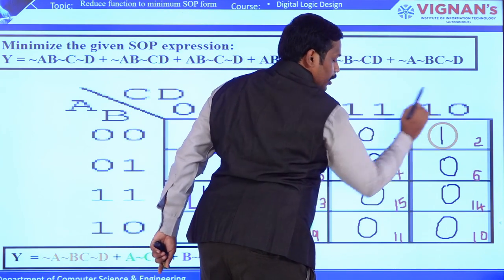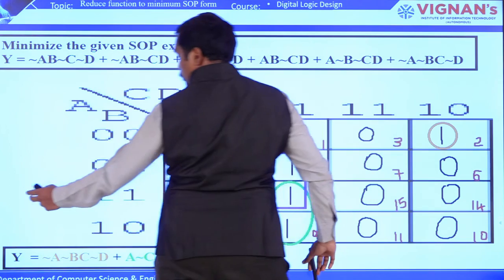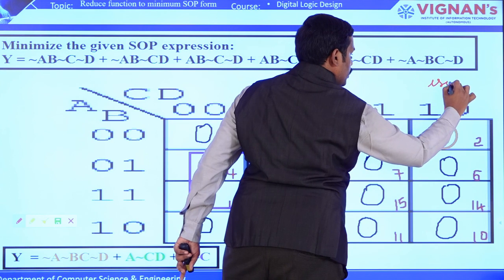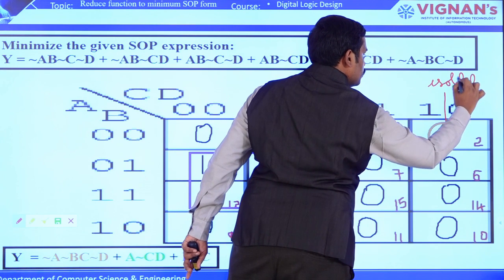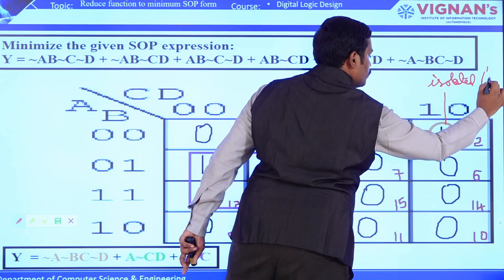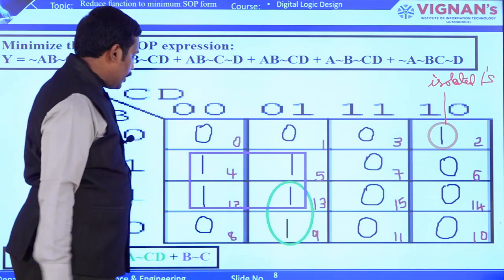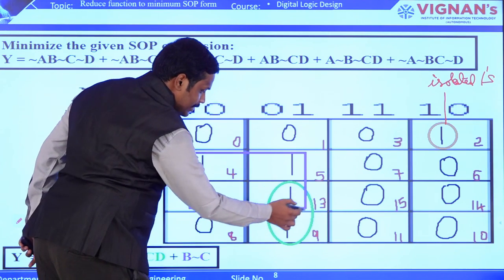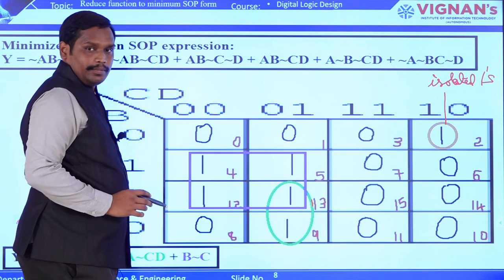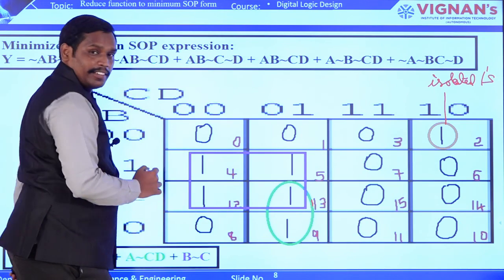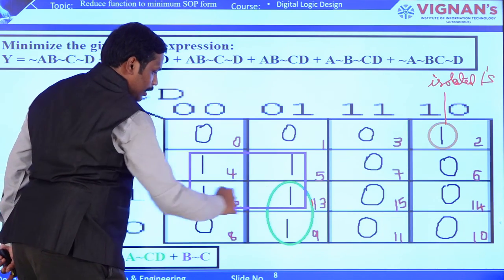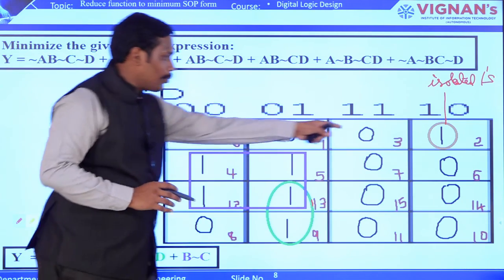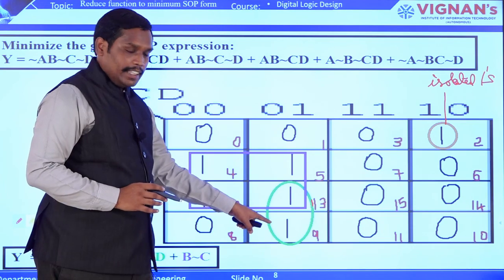But this is called isolated one because it is not having any relationship with an adjacent one. So this is isolated one. This one is isolated. Now you can see here, as I have marked it with different colors, that these two ones can form a pair, and this particular 4 ones can be formed as a quad. So grouping of cells has been done. Isolated one is there, pairing is there, quad is there.